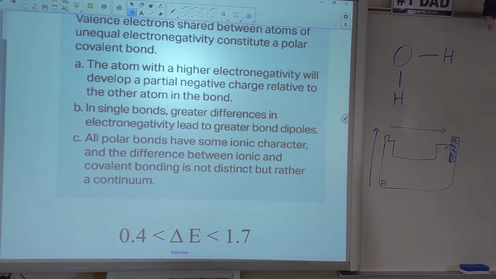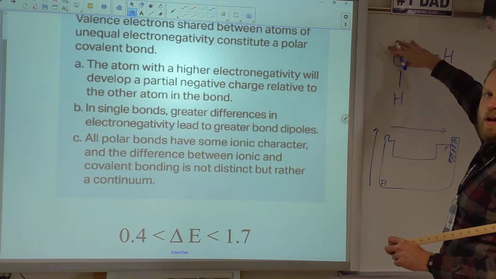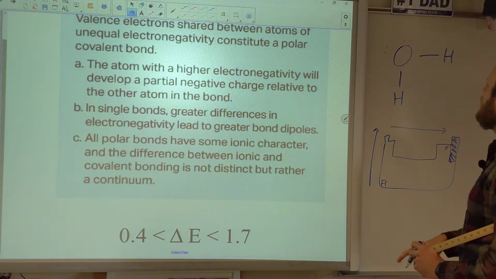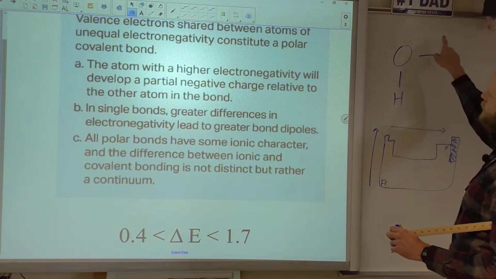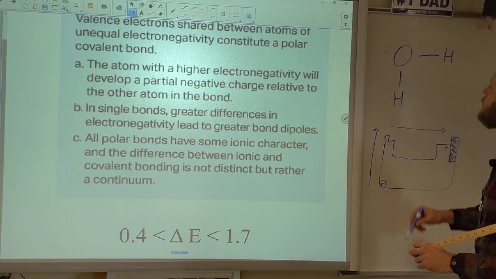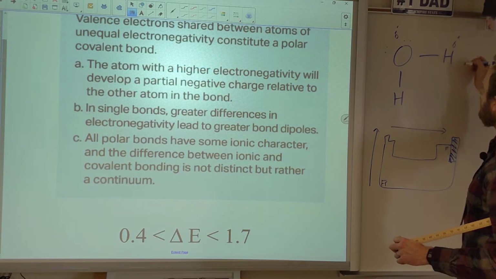Oxygen is more electronegative. So these two electrons are going to spend more of their time around oxygen than hydrogen because they're more attracted to oxygen's nucleus. They're still going to orbit around both nuclei, but they're going to spend more of their time around oxygen, which means that on average, oxygen will be a little bit negative compared to the hydrogen.